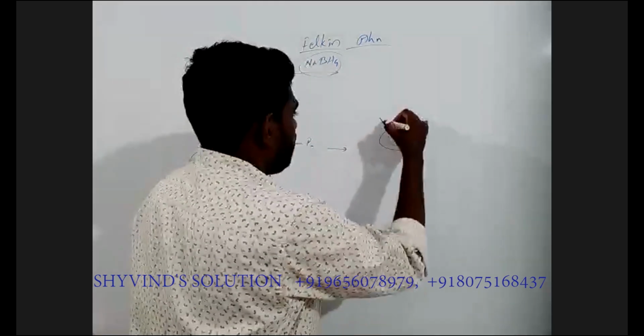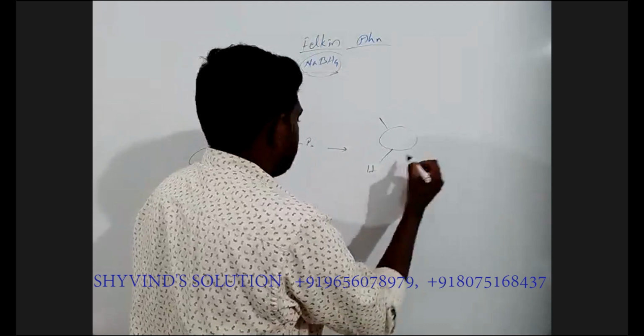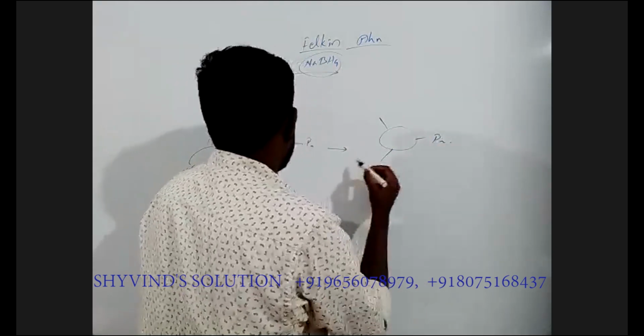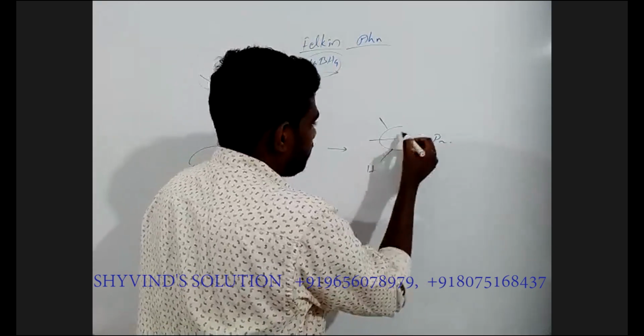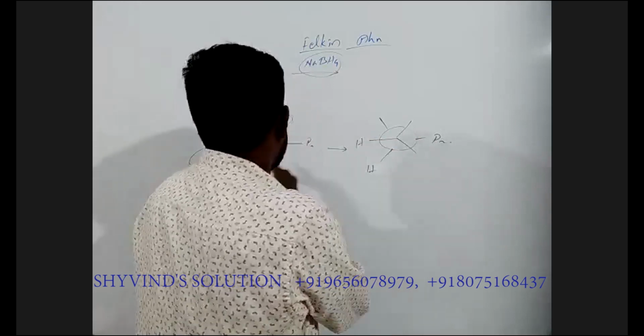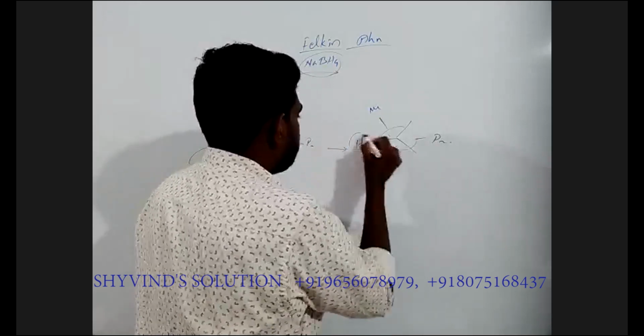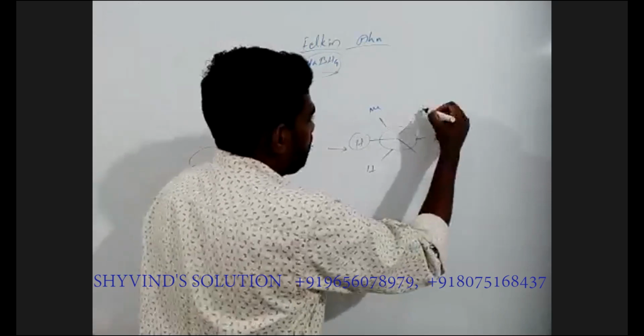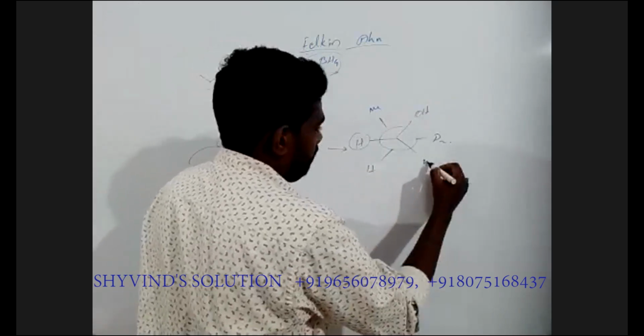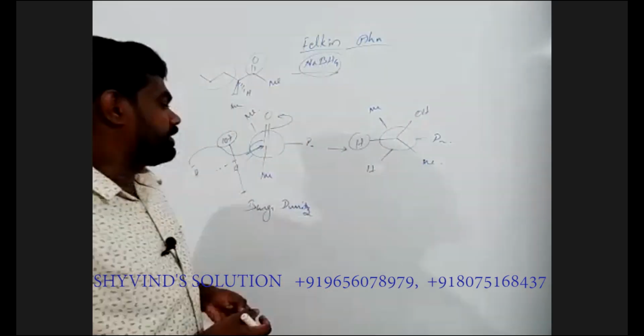So the back carbon will be H, hydrogen, PR group, and the front carbon will become like this. Okay, H. This is the H. H is the nucleophile here. It will become OH, and now we have Me. Okay, so this is the product we will get.